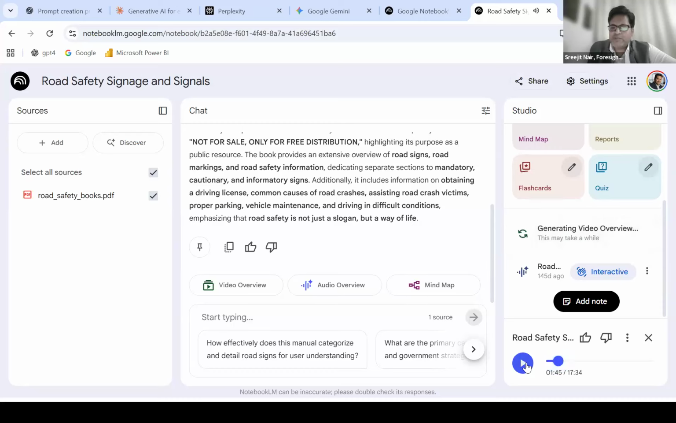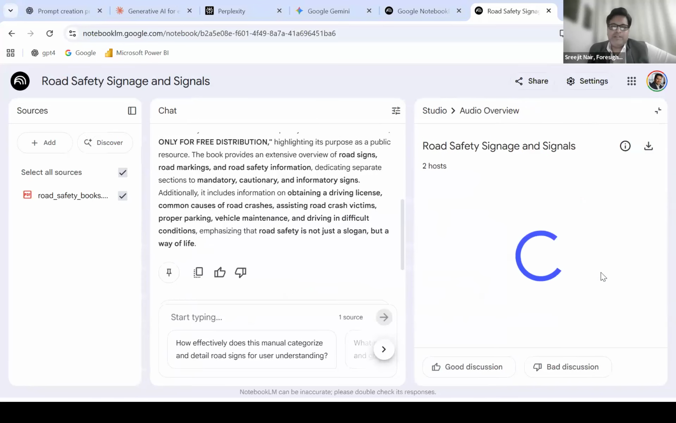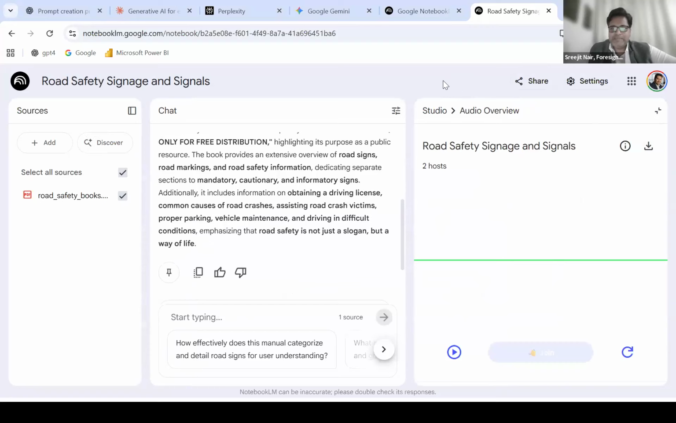So here, did you hear both? There are two characters who are chatting with each other. Yes. So now what you can also do is have an interactive mode. There are two people who are talking about road safety here.